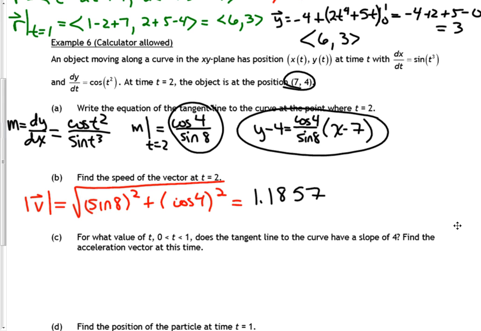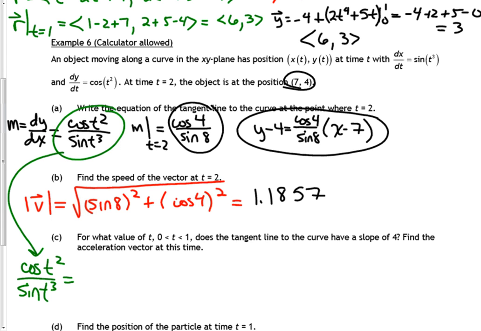Part C, for what value of t between 0 and 1 does a tangent line to the curve have a slope of 4? So I know what the tangent line was. I actually found that in part A again. So you have that. So I'm going to go ahead and bring that down here. And I want to know, where is the cosine of t squared over sine of t cubed equal to 4? And then I want to find the acceleration vector at that time.